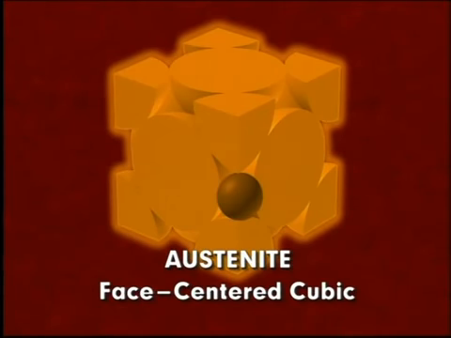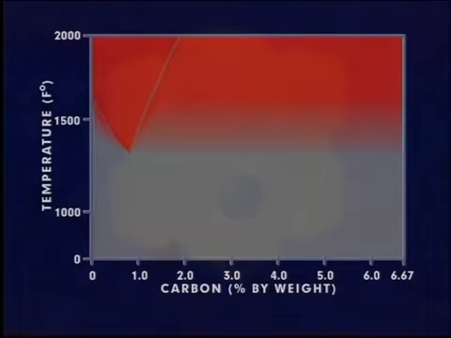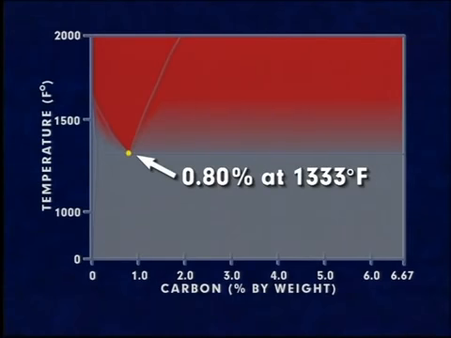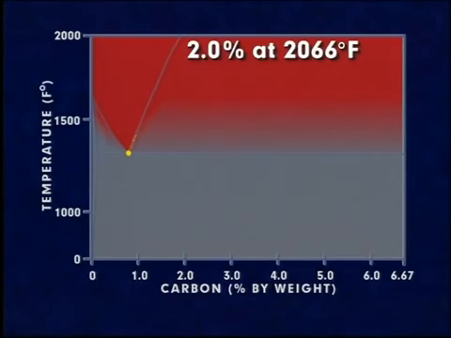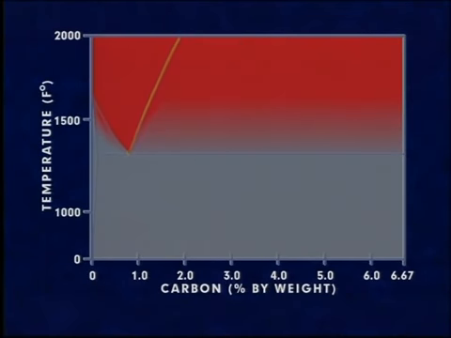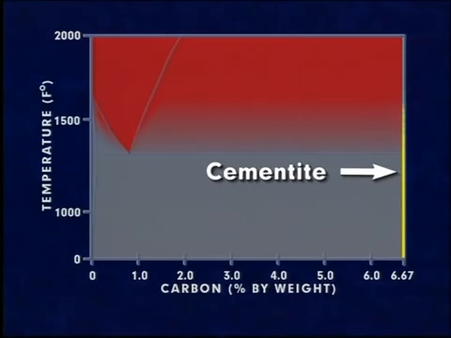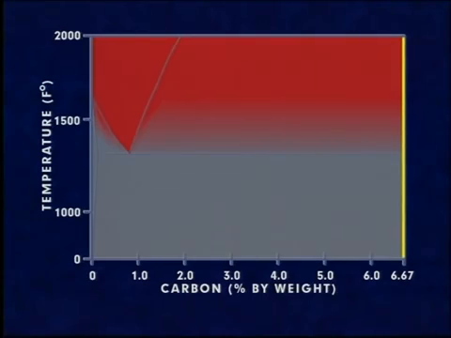Austenite's crystal structure allows it to absorb up to 0.80% of carbon at 1,333 degrees Fahrenheit, increasing to a maximum of 2.0% at 2,066 degrees Fahrenheit. The right-hand side of this iron-carbon phase diagram represents cementite, also known as iron carbide. Cementite contains 6.67% carbon.